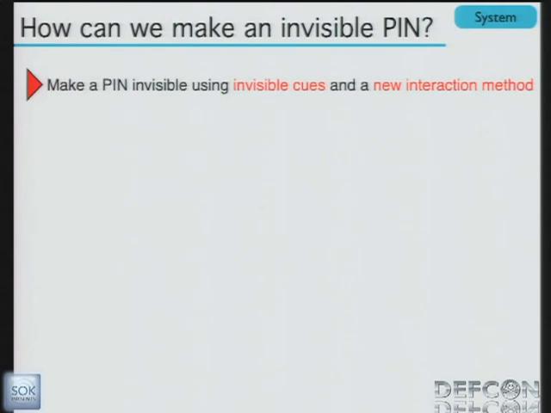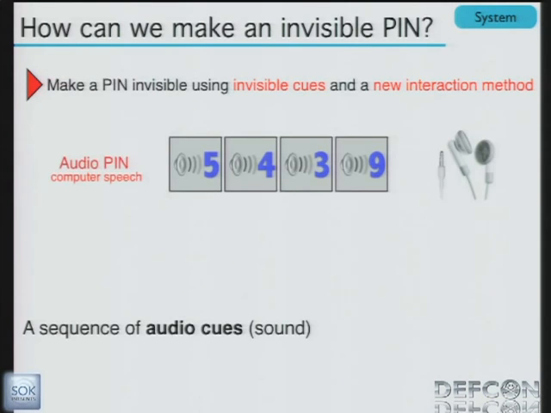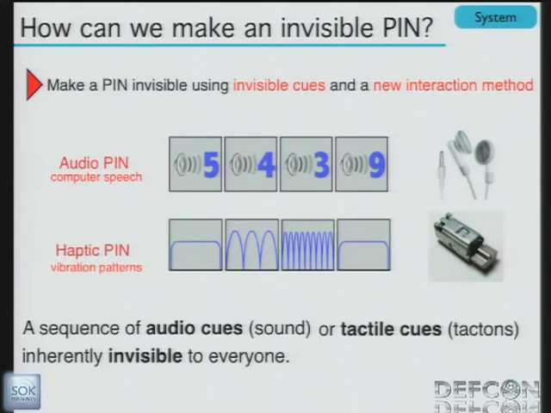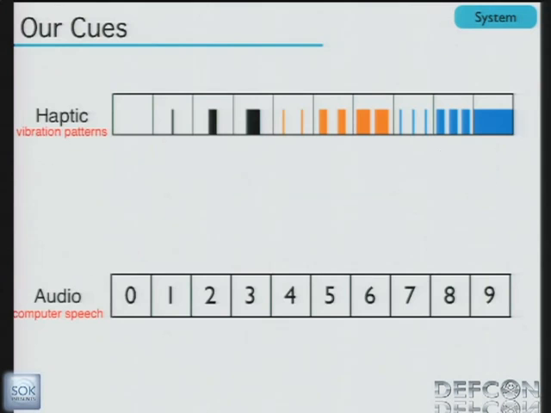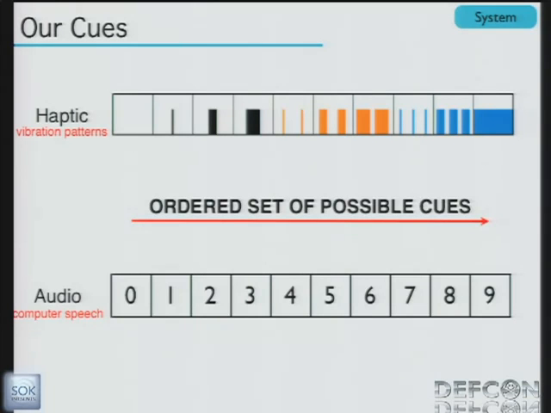Now, with mobile phones, we have vibration motors in them, we can do the tactons, and we also have audio output. So for a numeric PIN, we could use text-to-speech to actually speak out those numbers. So we have a sequence of cues, either auditory or tactile, that can be invisible to everyone if headphones are used for the audio. But if we want to compare haptic and auditory cues for decimal PINs, then we need more tactons. So we made up more haptic vibration patterns to correspond to the 10 things. And they're ordered in a way that seems reasonable, right? So single pulses going to double pulses to triple pulses to continuous.